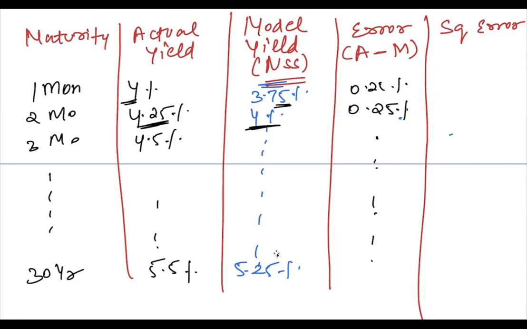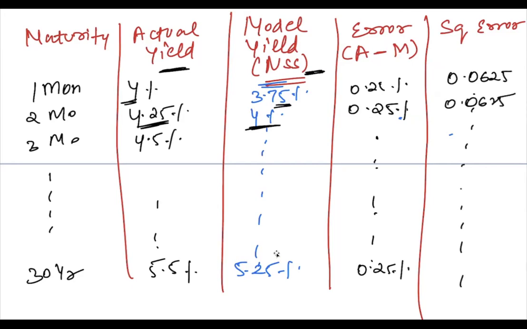We'll just subtract the actual yield and the model yield. So this will give you these numbers, right? And then you just take the square of it. So 0.25 squared, I guess it will be 0.0625. So you'll get some numbers like this.